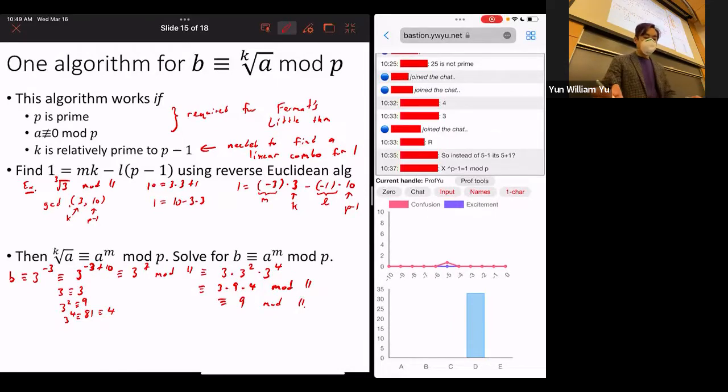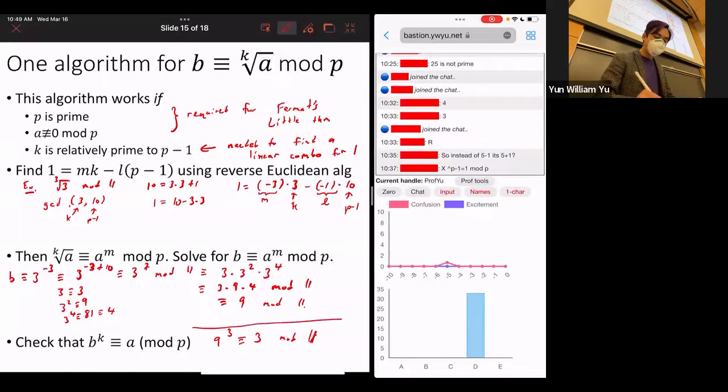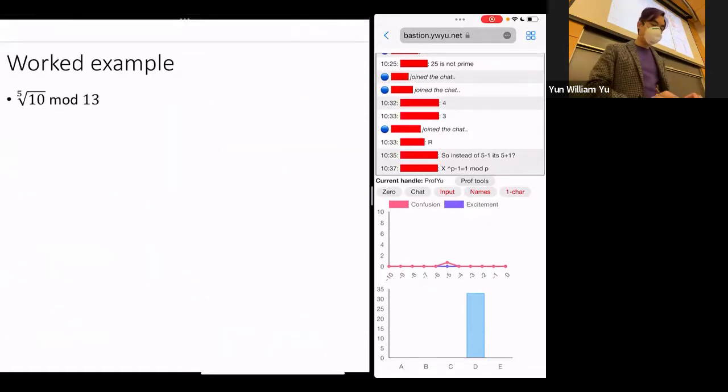Okay, so that's a lot. And of course, you want to check at the very end that b to the k is actually congruent to a mod p. You can do this by just taking 9 cubed and checking to see that 9 cubed is equal to 3 mod 11. So ideally, you want to check this, and that should be relatively straightforward to check. Okay, this is a lot, so I'm going to work another example in its entirety before making you guys do it. So let's work an example.